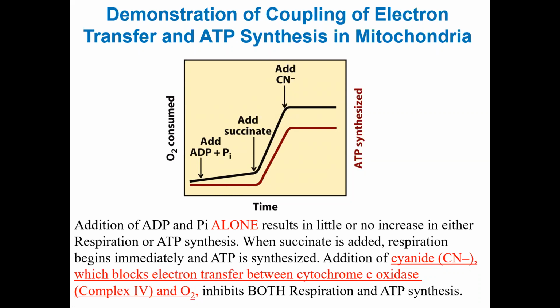When the scientists wanted to demonstrate this coupling of electron transfer and ATP synthesis in mitochondria, all they did was take mitochondria and suspend them in buffered medium. Then they simply put in an oxygen sensor, an oxygen electrode monitor, that will tell you how much oxygen is there in the buffer and how much is consumed, and therefore you can calculate.